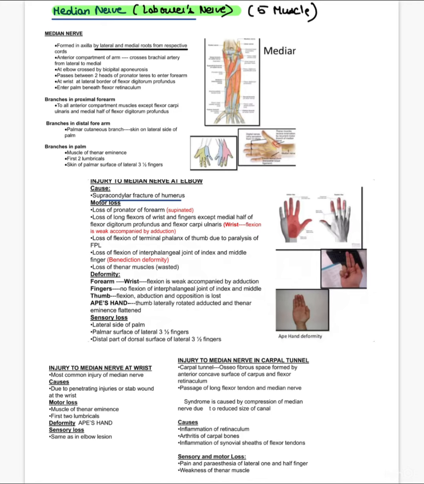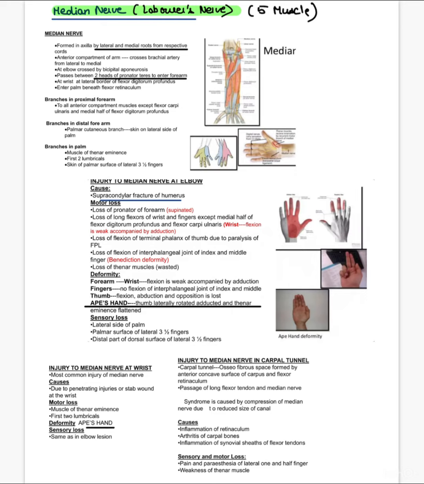This is formed by the lateral and medial cords, guys. What happens to the median nerve? This median nerve basically passes between the two heads of the pronator teres, and this is important, to enter the front of the forearm. So it can get compressed over there. Also there is the ligament of Struthers where it may get compressed. All of these are places where you have the ape hand deformity, the ape thumb deformity, guys. This is important.